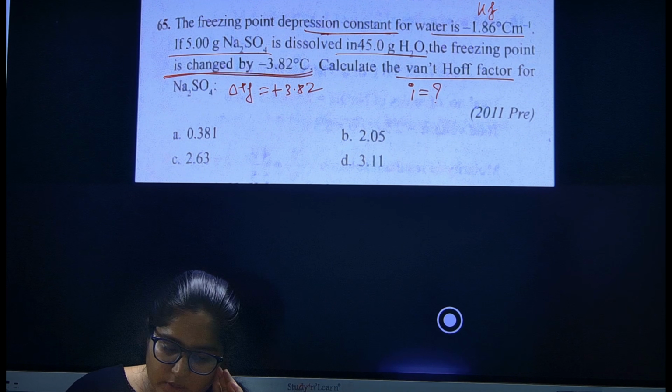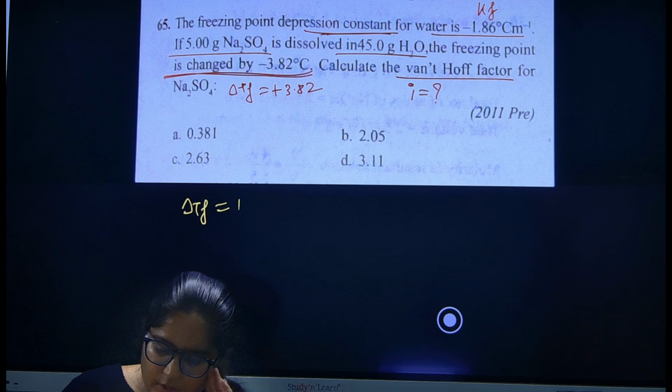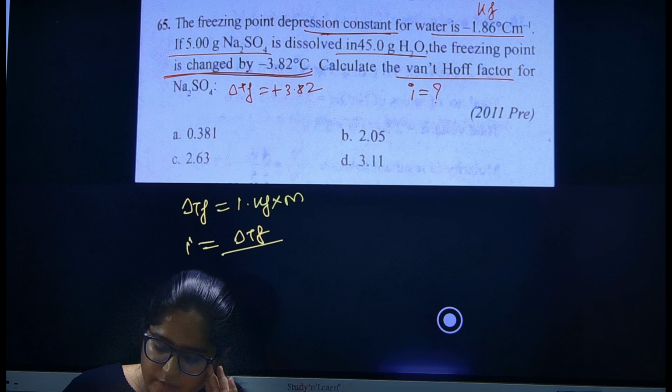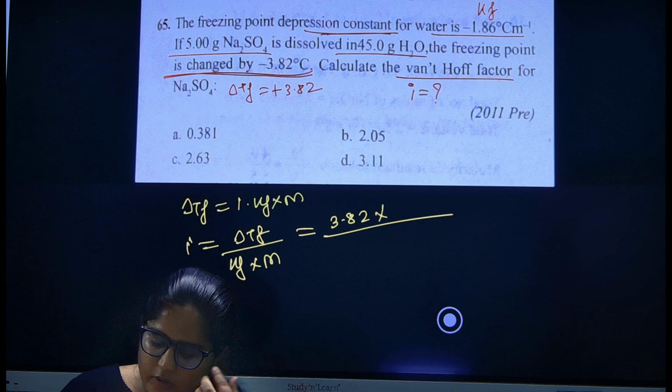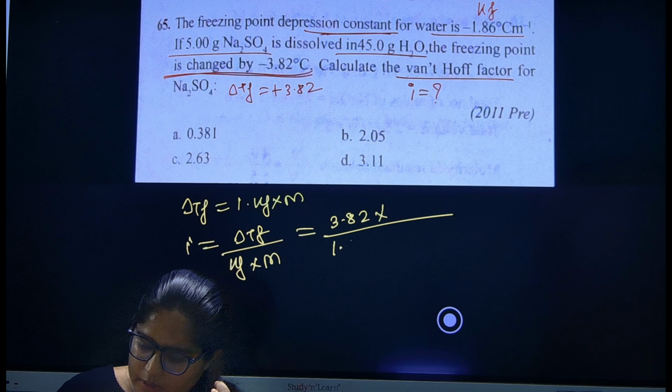Now let us solve. It is a very simple question. Delta Tf equals i into Kf into m. So from here i will be equal to delta Tf upon Kf into m. Delta Tf we are getting 3.82. Now Kf, what is Kf? We are getting Kf as 1.86.